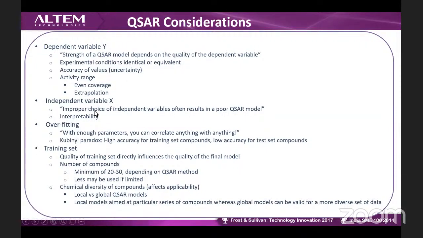When you try to choose an independent variable, you have to be very careful because your independent variable could lead you to a poor QSAR model. And some kinds of parameters that you try to correlate will cause overfitting. When you have high accuracy on the training set of compounds, you will have low accuracy on the test set compounds. And you have to think in your mind how many molecules you must have in the training set. Minimum 20 to 30 molecules in a training set. And if you have diverse molecules, that will be appreciable because that will be a very good QSAR model.